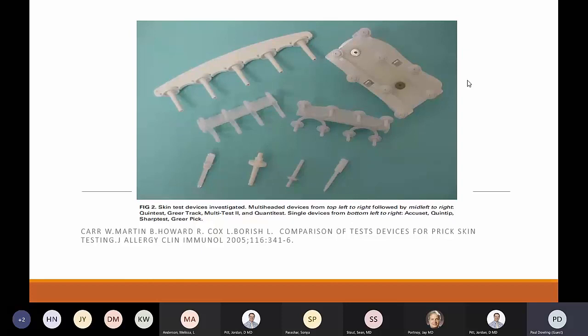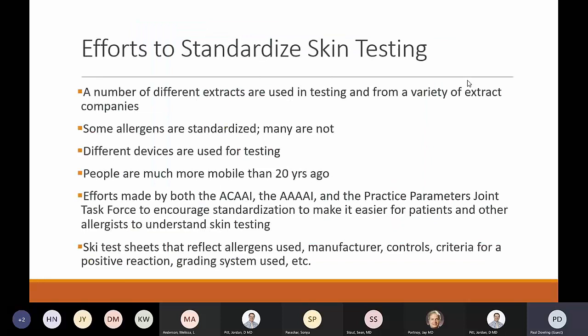There's been a number of efforts to standardize skin testing. A number of different extracts are used in testing and from a variety of extract companies. Some allergens are standardized, many are not. There are different devices that are used for testing. People are much more mobile than they were 20 years ago, so it's important that we have some kind of standardization. So if you have a patient who gets skin tested by you, but 3 years later their dad gets a job in Boise and they have to move to Boise, Idaho, then it'd be nice if Dr. Stout out there could interpret the skin testing and wouldn't have to redo the skin testing for that patient if he wanted to continue immunotherapy.